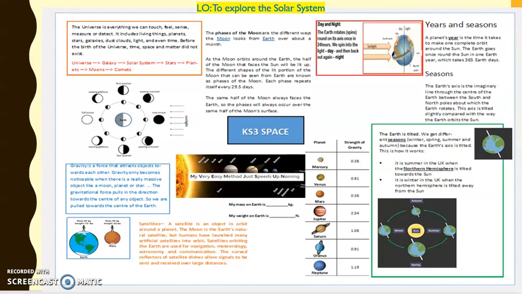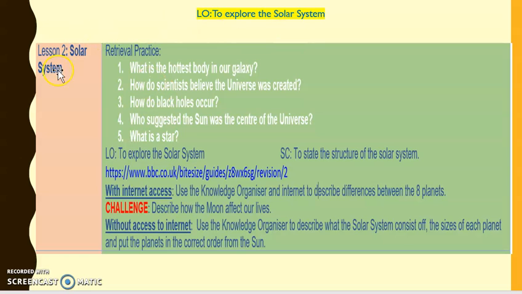Hello, my excellent student. Welcome to this lesson based on lesson 2 of our knowledge organizer, the solar system. At the end of this lesson, you'll be able to study the structure of the solar system.